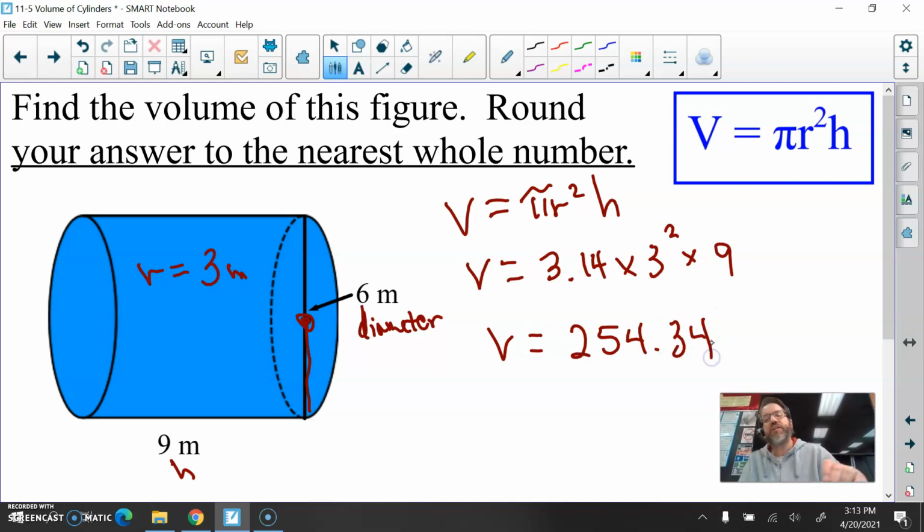Now you may be thinking, Mr. Wyatt, why did you multiply by 81? I don't see an 81 in this problem. I actually can multiply in any order I wish.